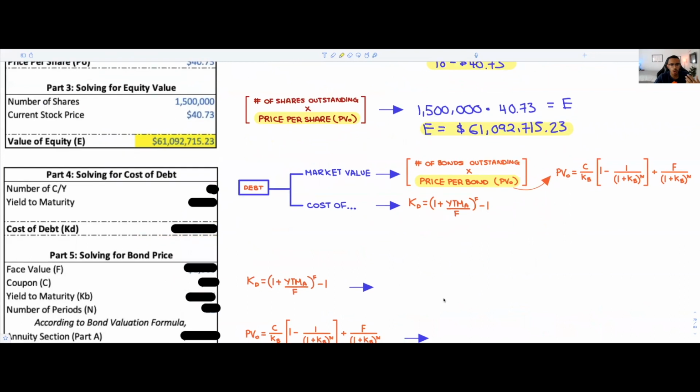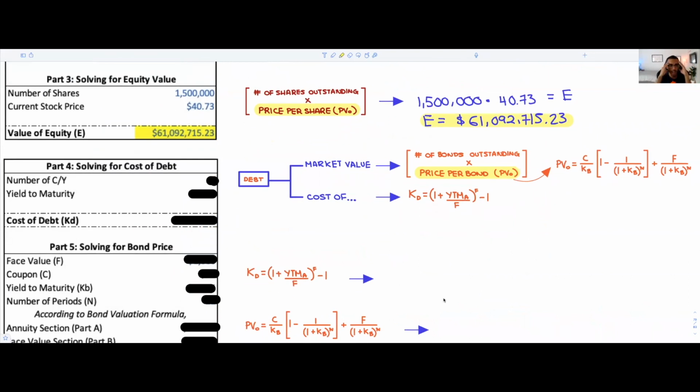Our cost of debt is going to be a walk in the park because now we understand and we've internalized that this is simply our effective annual rate formula, which we're taking our quoted rate, dividing it by the frequency, to the power of the frequency, minus 1. In this case, we know that we're going to take 4.85% divided by our frequency, which is 2. So we have 2 here, 4.85%. And we're going to get our answer.